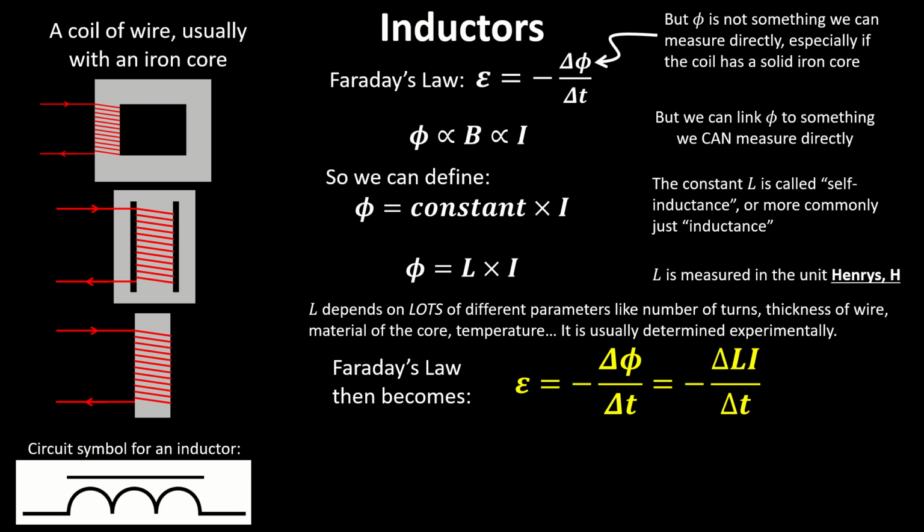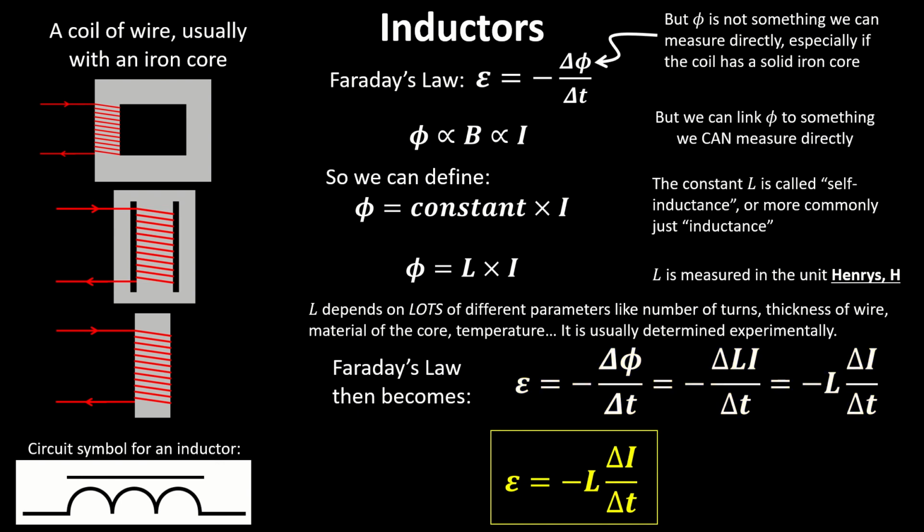Now, because L is a constant, it's not going to change. So the delta Li on the top, the only thing in there that's going to change is the current. So we can move that L out the front, and we get an expression like this. It's minus L delta I over delta T. So this is actually an expression for Faraday's law. This is Faraday's law expressed for an inductor with an inductance L.